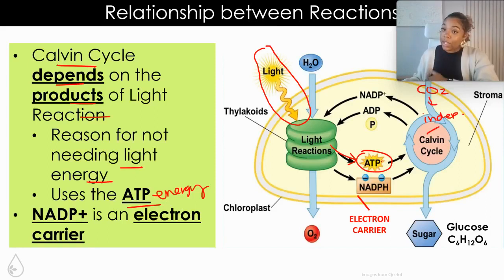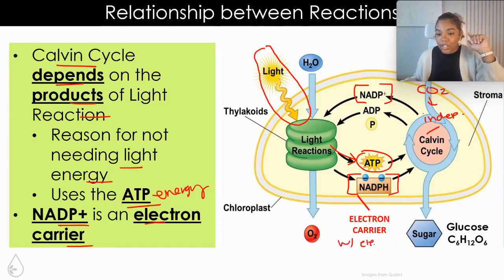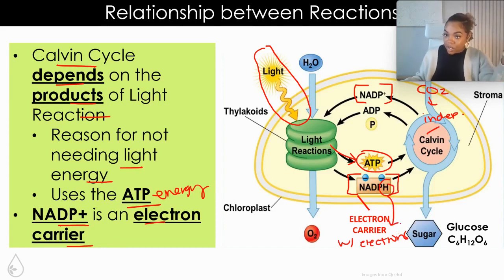So it doesn't need light directly? No, but it does need the ATP that the light dependent reaction creates. Now, the second bullet says NADP plus is an electron carrier. NADP plus and NADPH, right? They are electron carriers, but one has electrons on it and one is empty of electrons. Which is the electron carrier with electrons? A way that you can remember this is think of the H on the end tells you that it has electrons. And when it's NADP plus, think like it needs to add electrons.